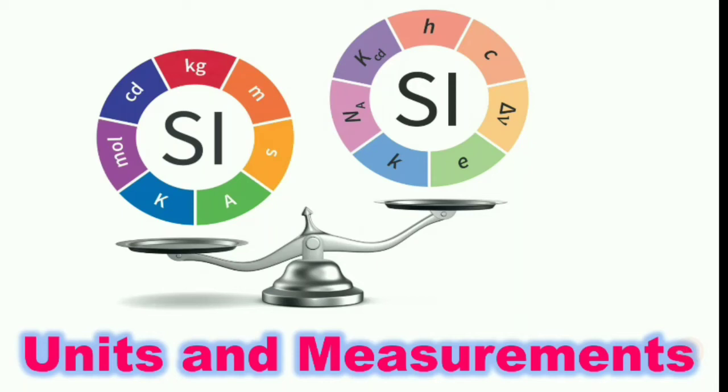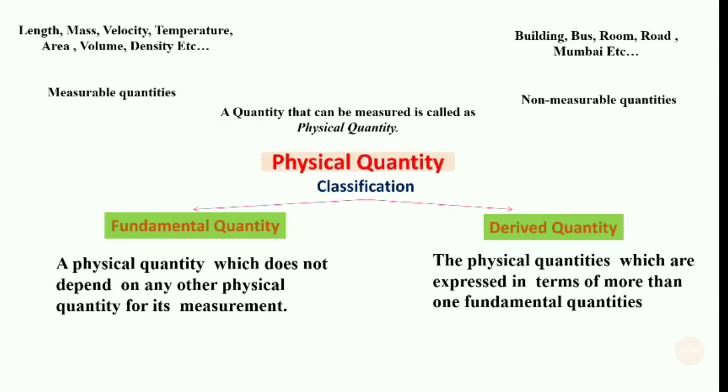Hello friends. Now in this lecture we are going to discuss units and its measurements. We know that we are measuring some physical quantities. What is actually a physical quantity? A quantity that can be measured is called a physical quantity. In previous classes we have already discussed measurable quantities as well as non-measurable quantities.